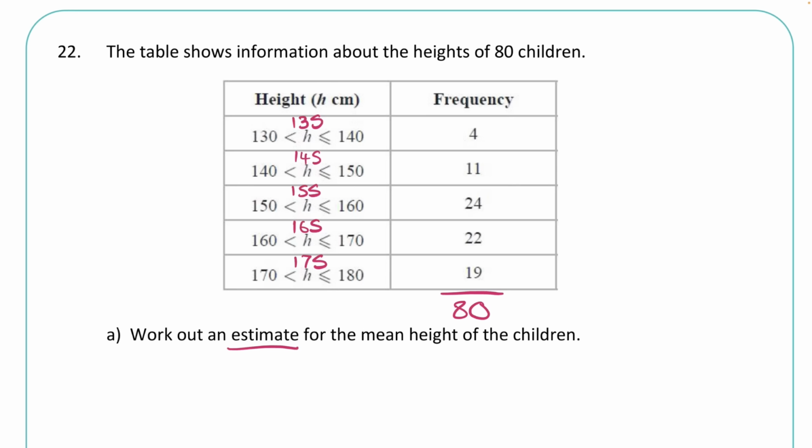You can add together the 2 numbers and then divide it by 2, and that will always give you the midpoint if you're not sure. We now need to multiply across because we'll find an estimate for the total of each row. We have 4 children with a height of, we're estimating, 135. So 135 times 4 gives us 540.